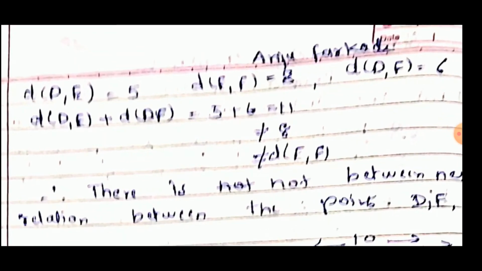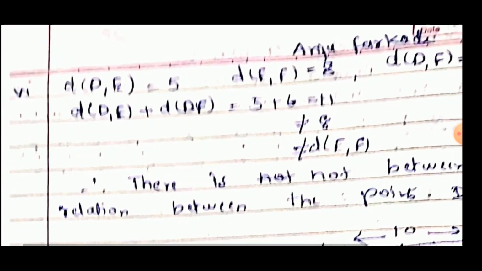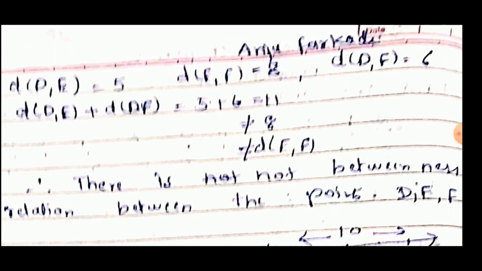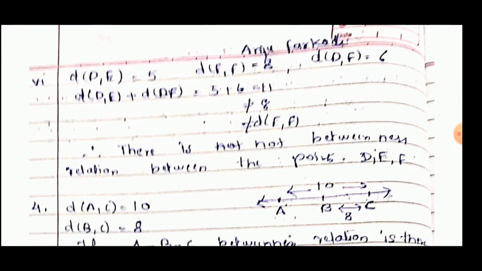Now the next sum here, for the sixth one. Distance DE is equal to 5. Distance EF is equal to 8. Distance DF is equal to 6. Then distance DE plus DF is equal to 5 plus 6 is equal to 11. It is not equal to 8. So there is no betweenness relation between the 3 points.